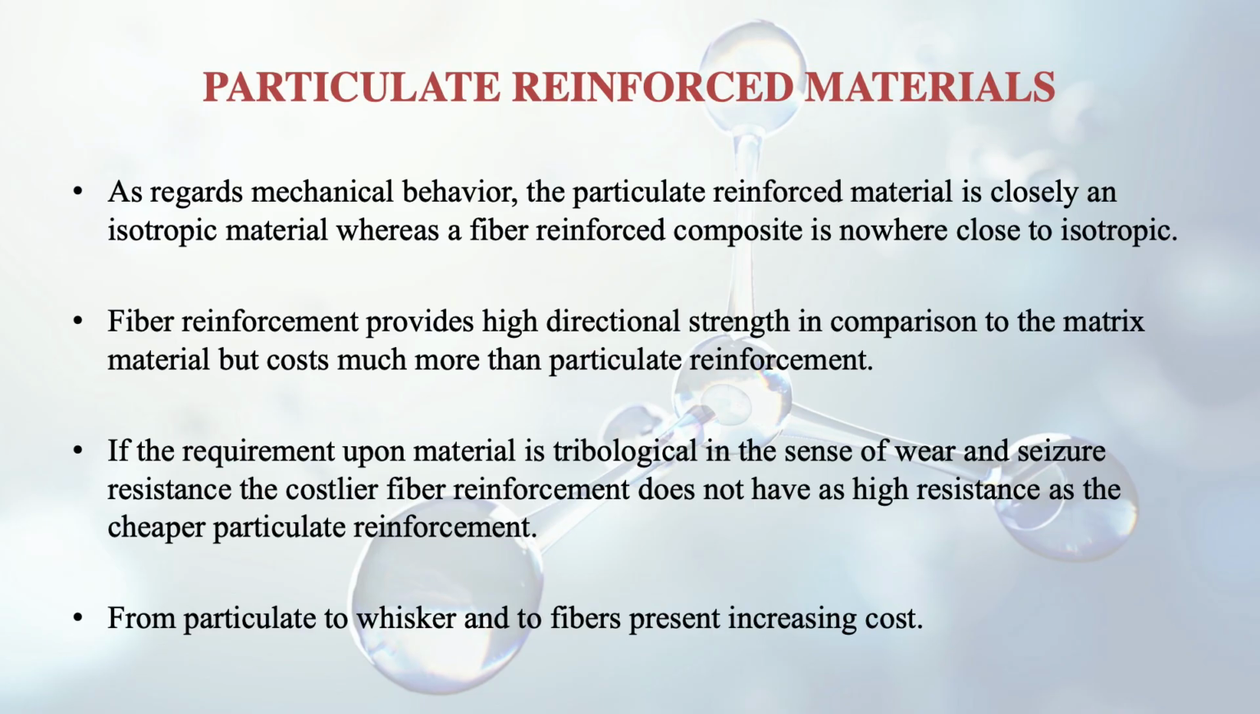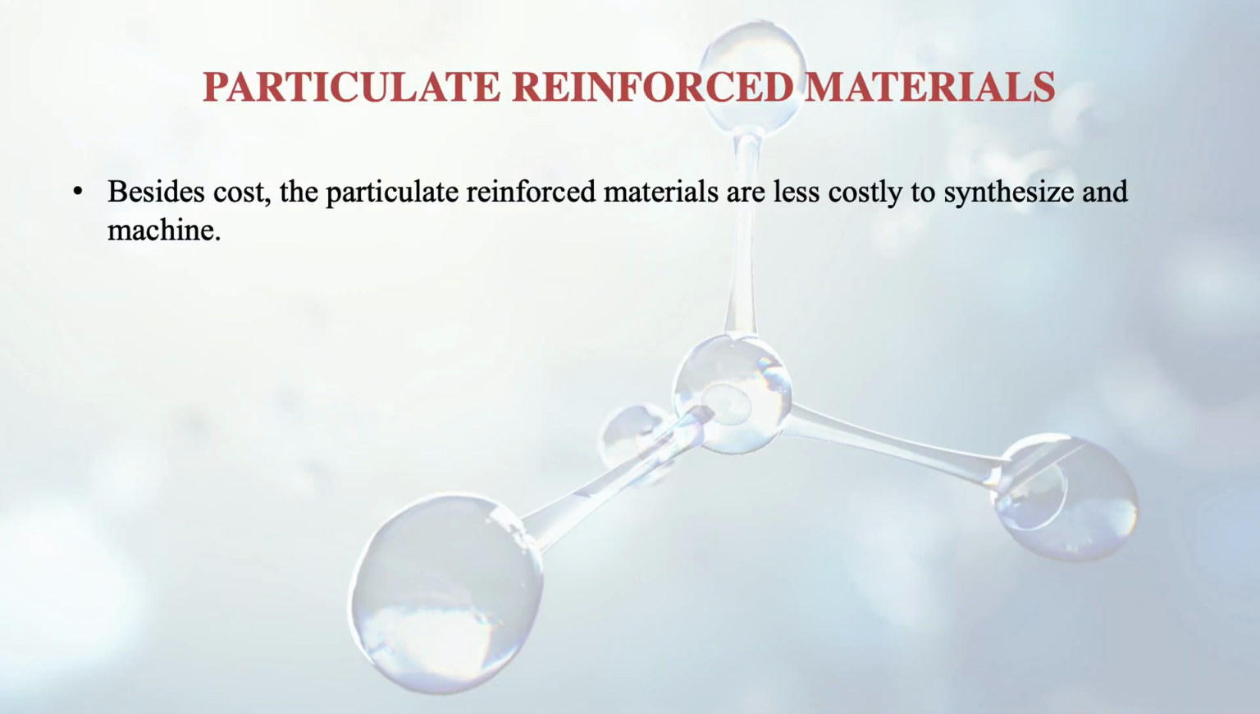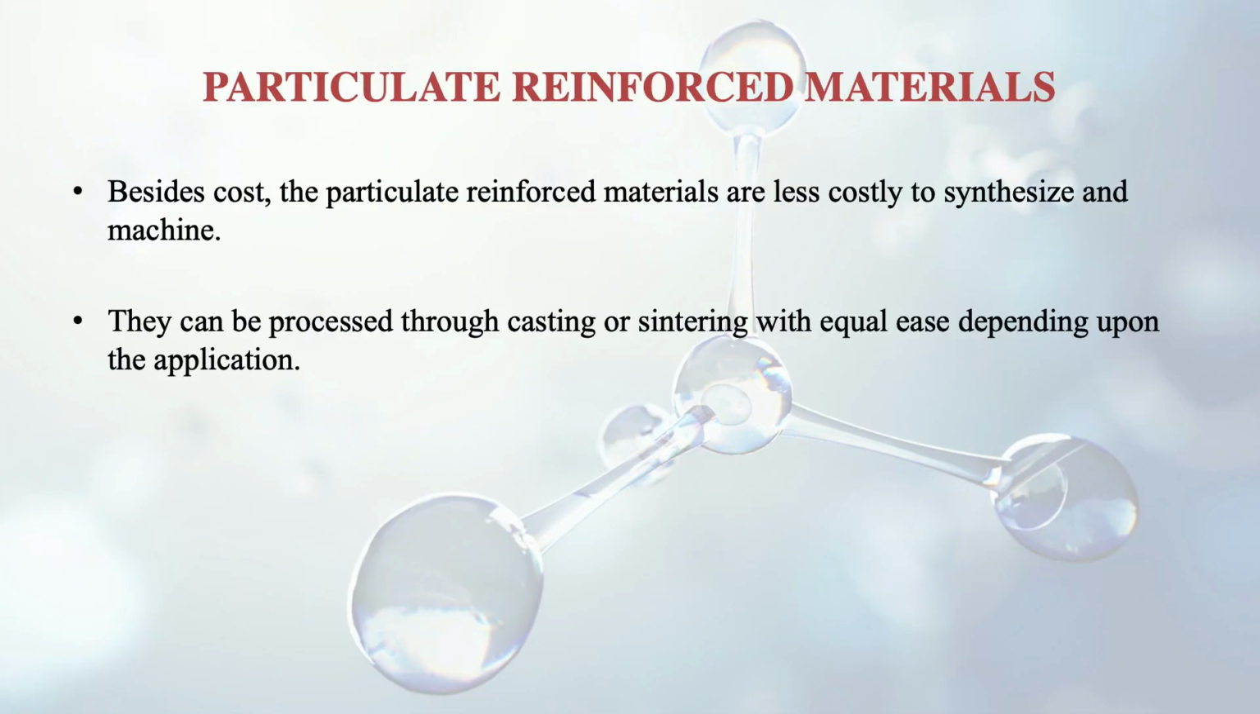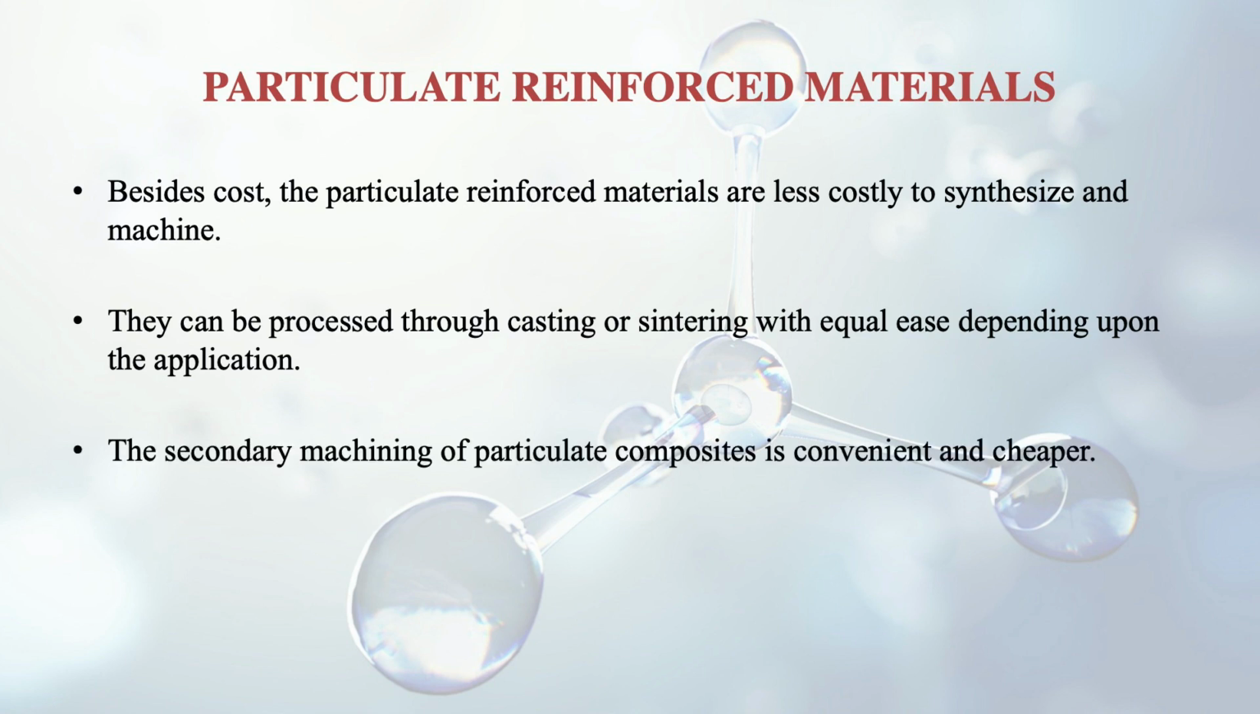From particulate to whisker to fibers, there is increasing cost. So as the size increases, as we go from particulate to whisker to fiber, the cost also increases. Besides cost, the particulate reinforced materials are less costly to synthesize and machine. This is also a very good property: making them is not very difficult, and machining is also not difficult in these particulate reinforced materials. They can be processed through casting or sintering with equal ease depending upon the application. And the secondary machining of particulate composites is also very convenient and cheaper.